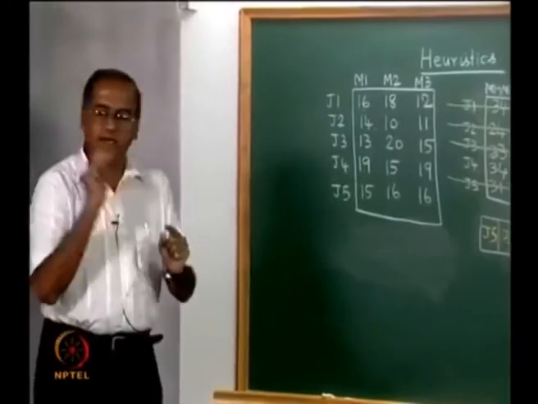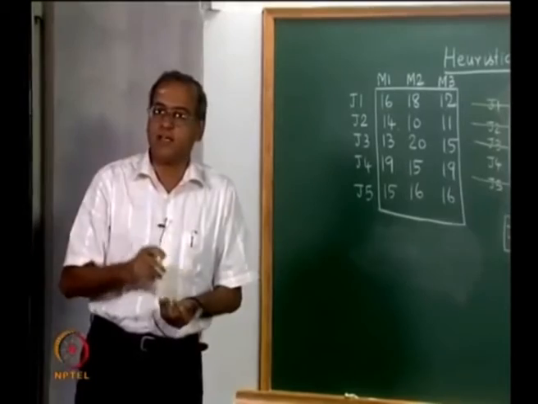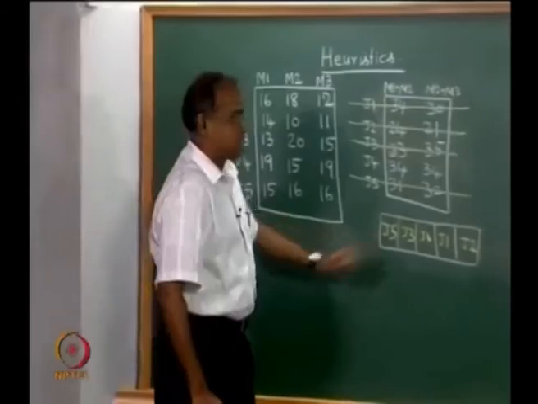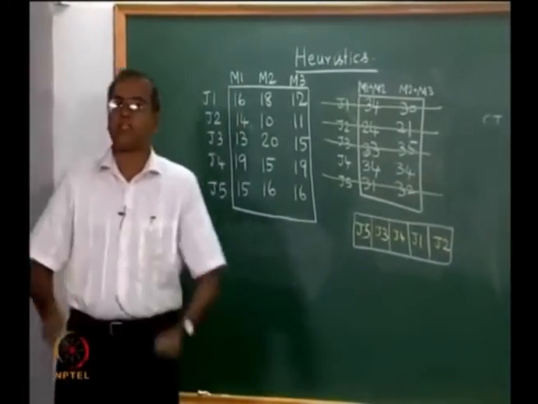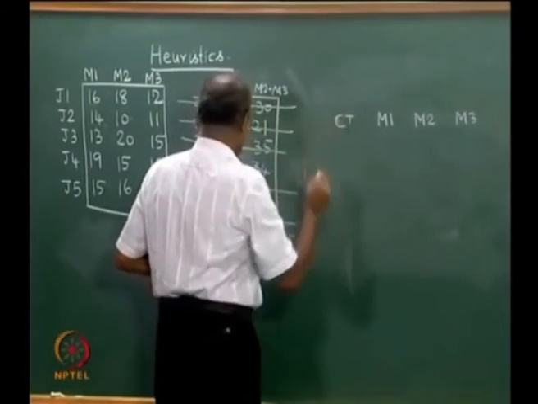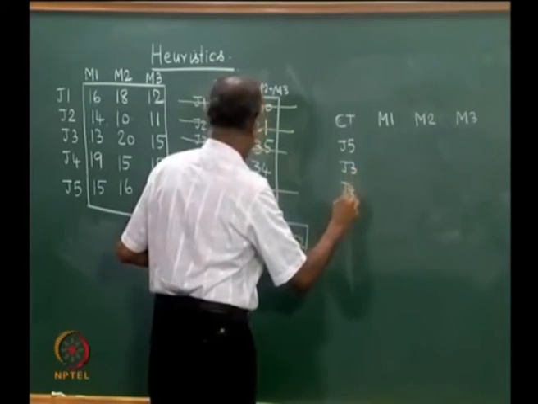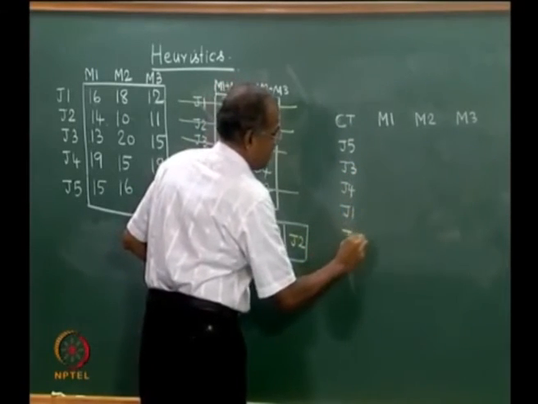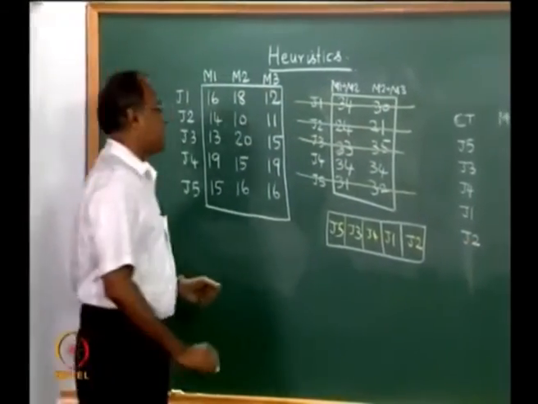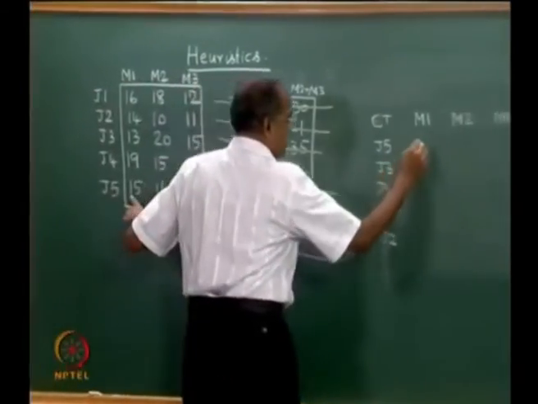So, when we apply the extended Johnson's algorithm for the 3 machine into this, knowing fully well that it will not or may not give the optimum solution, we get a sequence like this. Now, let us find out the completion times for this sequence. The sequence is J5 first, J3, J4, J1, J2.